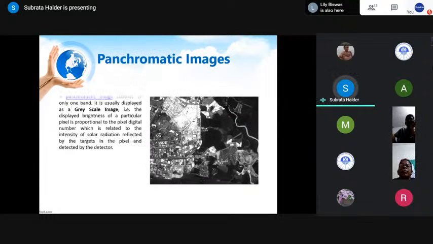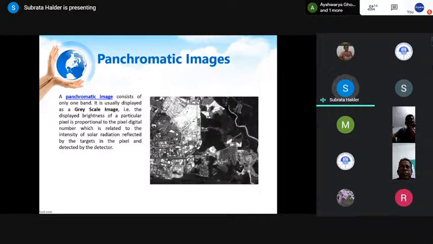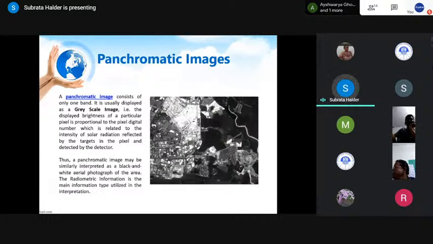This is a panchromatic image. It consists of only one band. It is usually displayed as a grayscale image. That is, the displayed brightness of a particular pixel is proportional to the pixel digital number, which is related to the intensity of solar radiation reflected by the target in the pixel and detected by the detector. Thus, a panchromatic image may be similarly interpreted as a black and white aerial photograph of the area. The radiometric information is the main information type utilized in the interpretation.